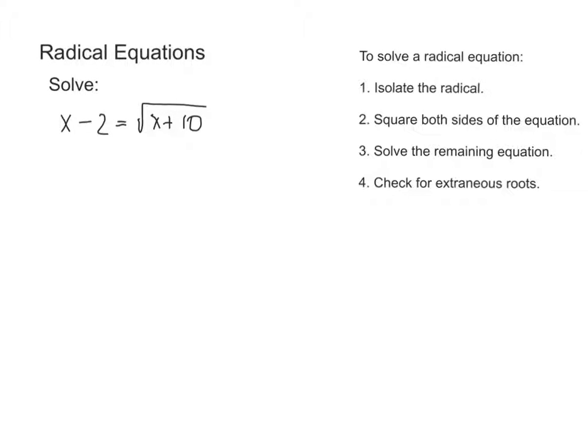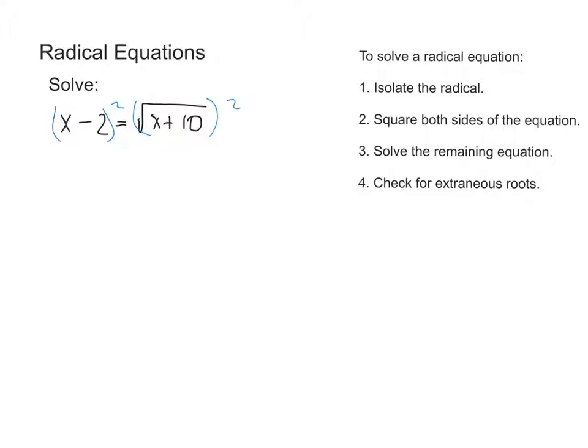If you need to solve a radical equation algebraically, the first thing you need to do is isolate the radical. In this case, the radical is already isolated, right? So I can skip that first step and square both sides. Why am I squaring both sides of the equation? To get rid of the square root sign. So I'll square this and square this.